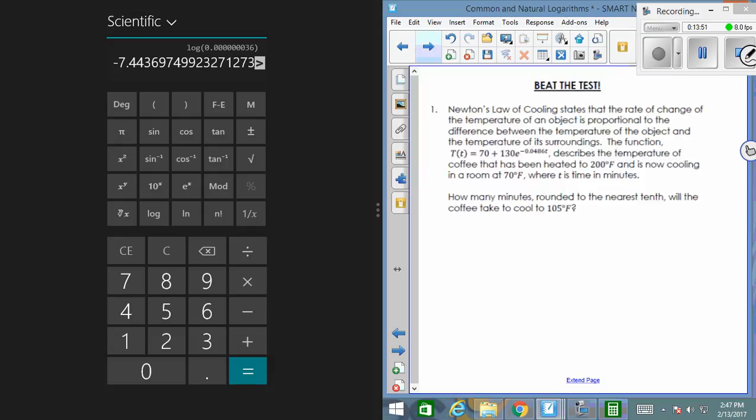Okay, Newton's law of cooling states that the rate of change in the temperature of an object is proportional to the difference between the temperature of the object and the temperature of its surroundings. The function T of t is equal to 70 plus 130 e to the negative 0.0486t. It describes the temperature of coffee heated to 200 degrees and now cooling at room temperature. So it's asking when will it get to 105. So 105 is going to be our future, so that's our T of t there.